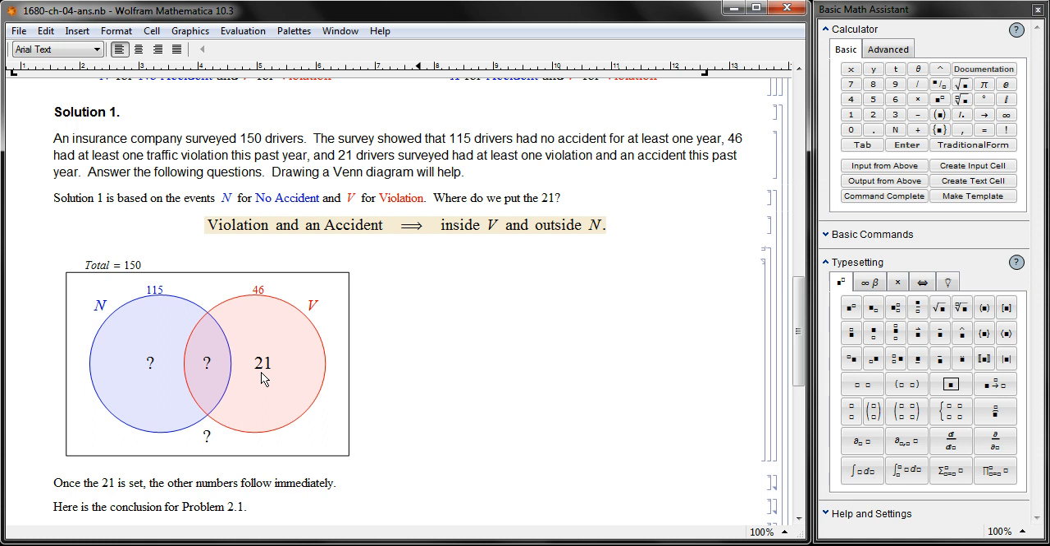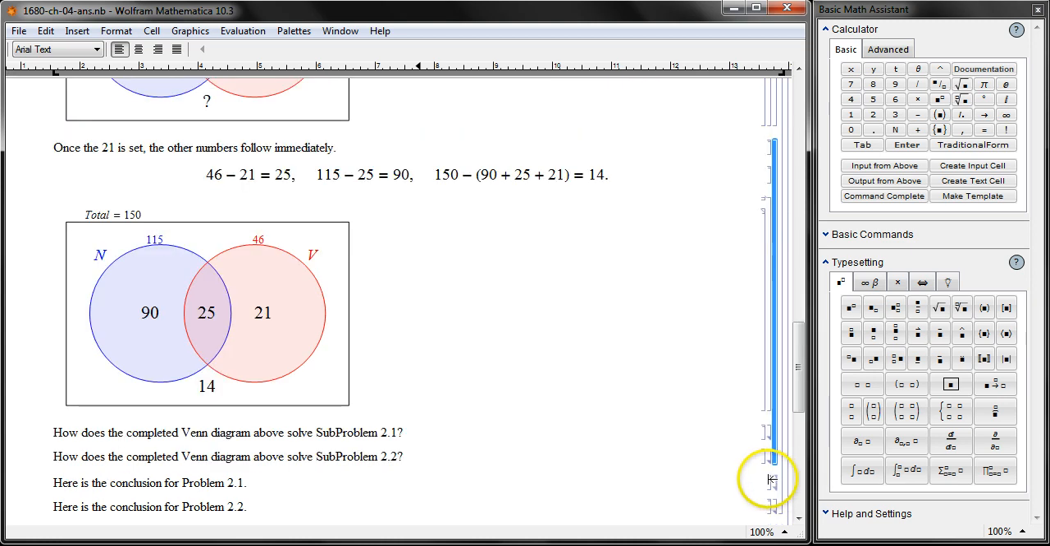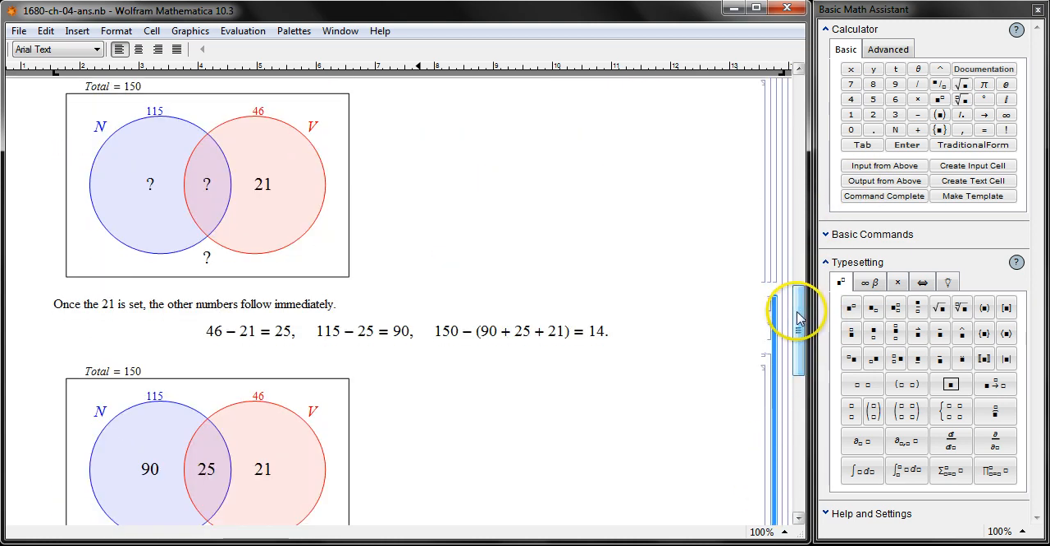Inside V because we had a violation. Outside N because there was an accident. This is the no accident circle. So that gives you 21, and consequently the other question marks are easy to find out. How about this one here? Total is 46 and there's 21 there. All I need is subtraction. 46 minus 21, so we have 25 there.